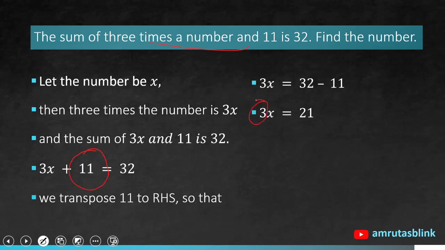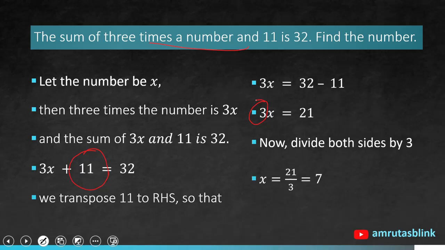Now in order to remove this 3, you need to divide both the sides by 3. So x is equal to 21 upon 3, which is equal to 7. So the required number is 7.